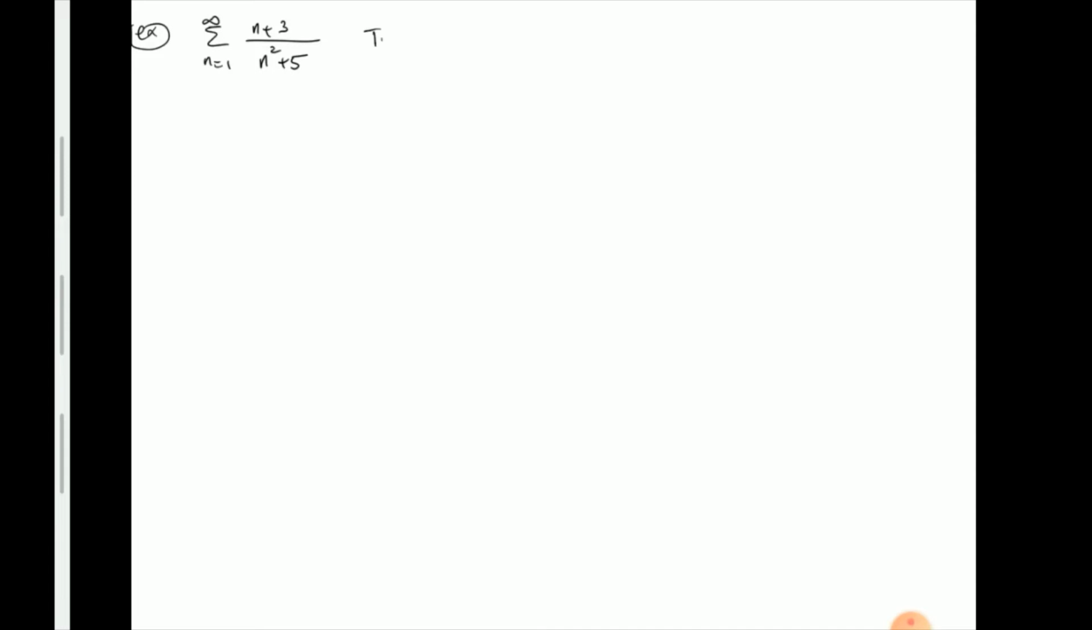And let's say we try the comparison test in the following way. Let's say we suspect it's convergent. So let's look at an inequality in the direction less than or equal to. So suppose you decide to drop the 5 on the bottom, which, if you do that, will increase the value of the fraction, right? Because you make the denominator smaller, so you make the fraction bigger.